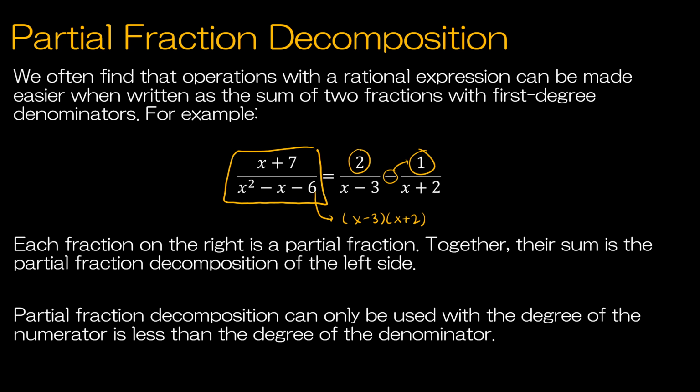So each fraction on the right is called a partial fraction. So we have 2 partial fractions in this case. Together their sum is called the partial fraction decomposition of the left side.